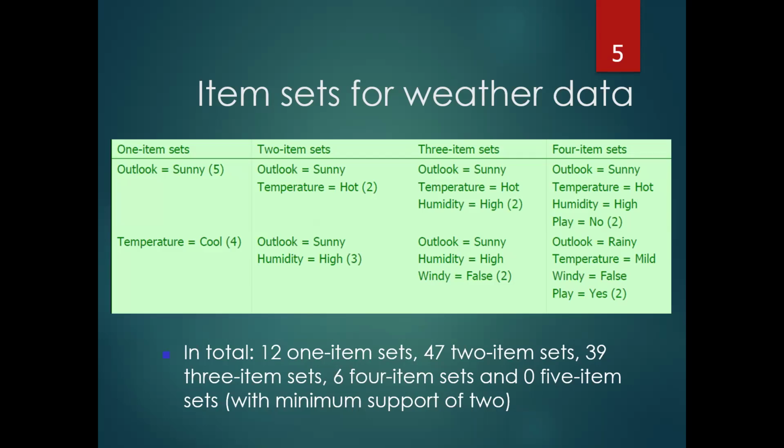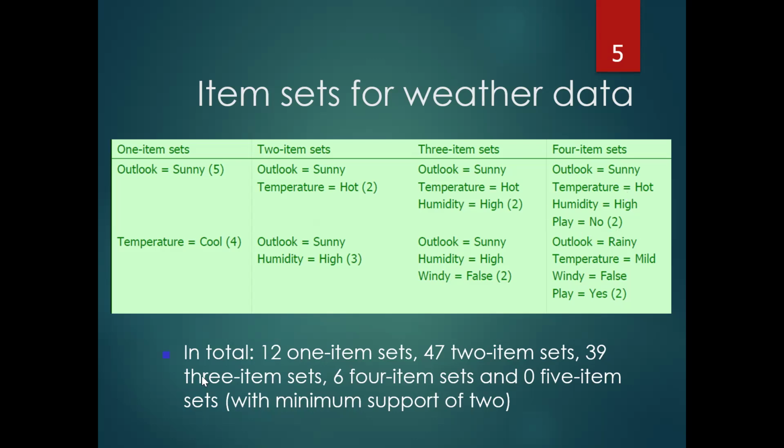The next one is you look at the support. What you see in the beginning brackets is the support: how many times it appears in the data set. So one item sets, these 2 we have already checked. Outlook sunny appeared 5 times, temperature cool appeared 4 times. Outlook sunny, temperature hot appears 2 times. Outlook sunny, humidity high appears 3 times. For example, outlook sunny, temperature hot, humidity high, play no appeared twice.